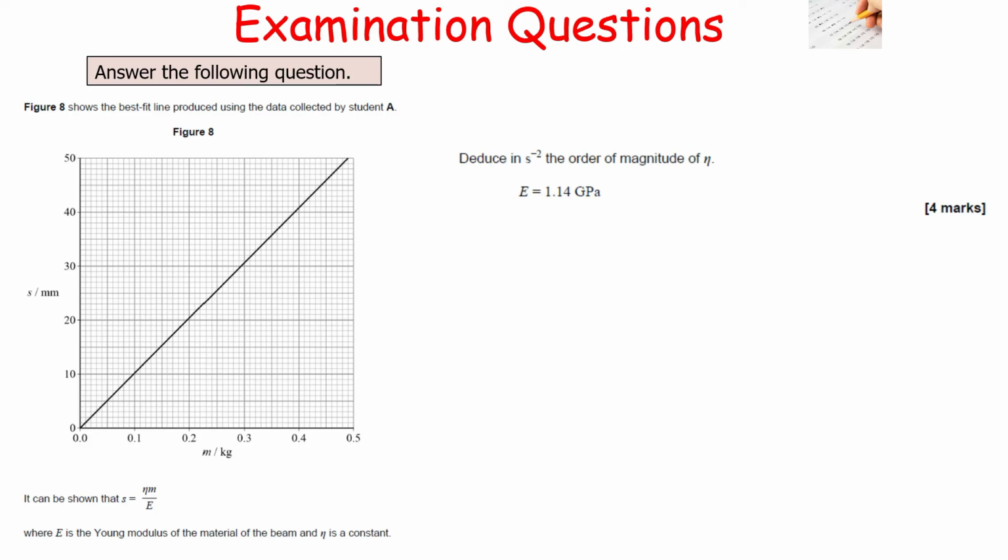The next question says, figure 8 shows the best line fit produced by the data collected by student A. It can be shown that S equals nm over E, where E is the Young modulus of the material and n is a constant.